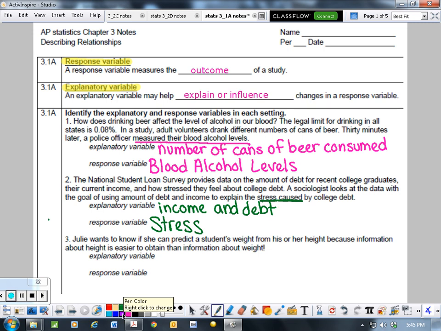And so for our last one, Julie wants to know if she can predict a student's weight from his or her height, because information about height is easier to obtain than information about weight. So we're trying to predict weight. So that's a response variable from a person's height. So we're using height and seeing how that may influence weight. And so that's our response and explanatory variables.